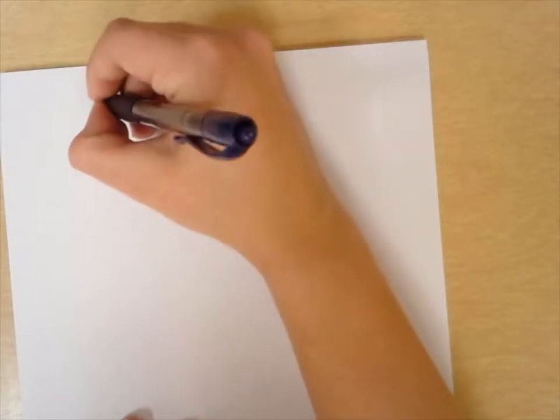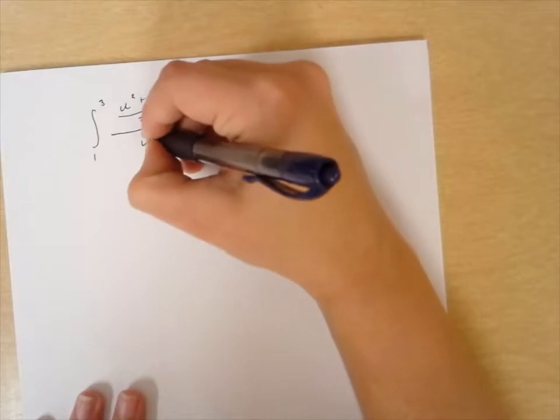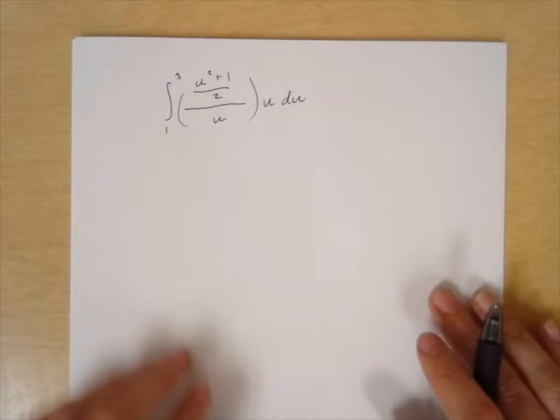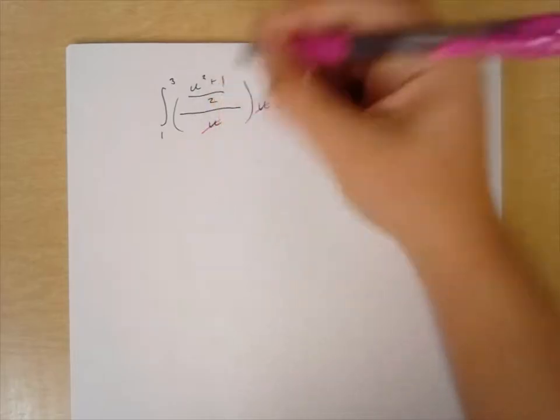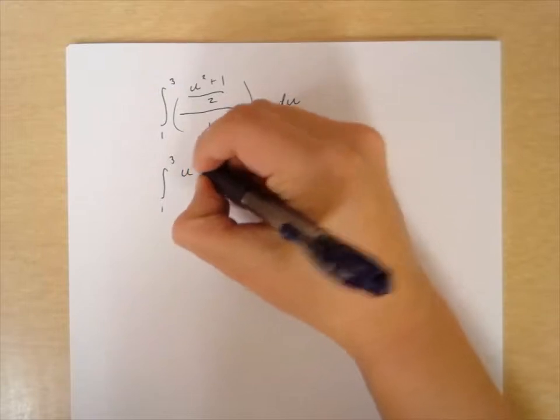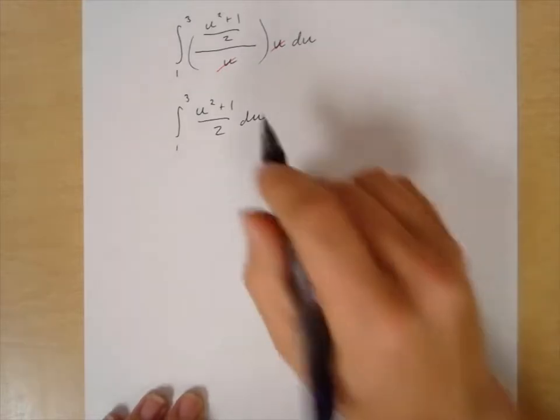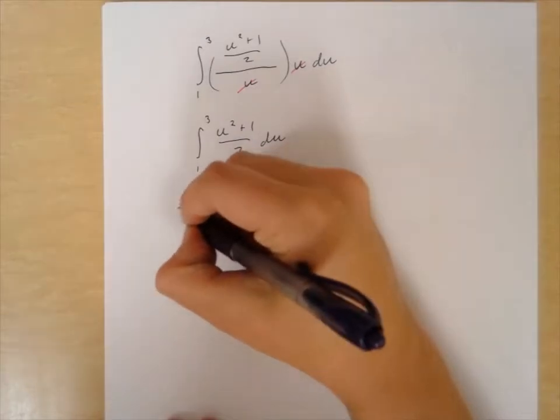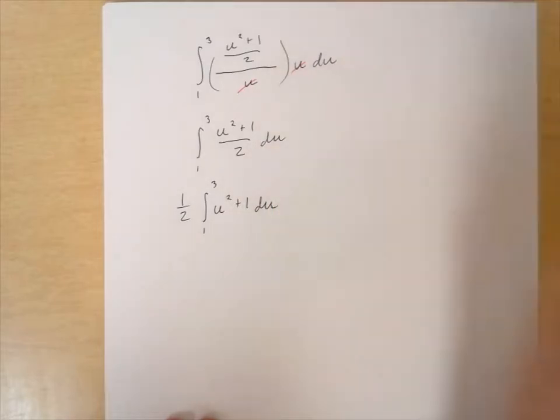Again, we have 1 to 3, u squared plus 1 over 2, all over u, and that is times u du. And I want you to understand here that since we have a u on top and a u on bottom, those cancel each other out. And then I'm left with an easier integral, 1 to 3 of u squared plus 1 over 2 du. Furthermore, I can factor out that constant 1/2, and so I get 1/2 outside the integral from 1 to 3 of u squared plus 1 du.